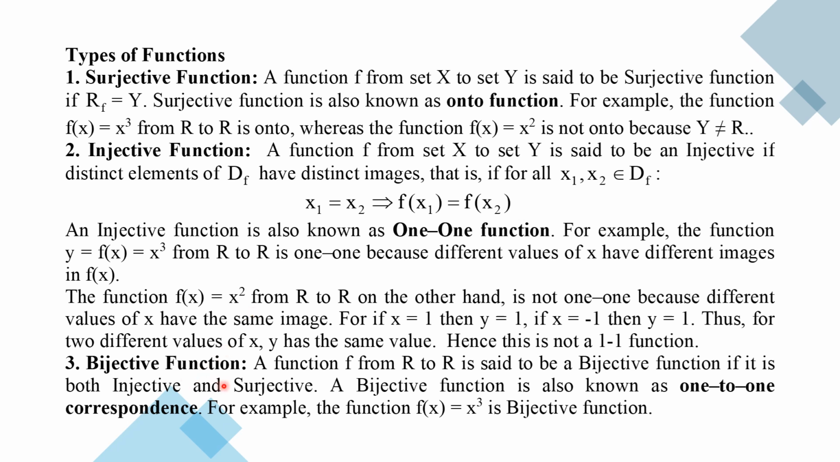Bijective function. A function f from real to real is bijective if it is injective and surjective. A bijective function is also known as a one-to-one correspondence. For example, the function f of x equals x cube is a bijective function.